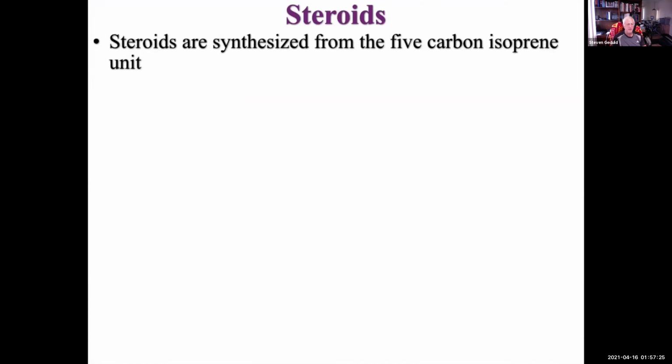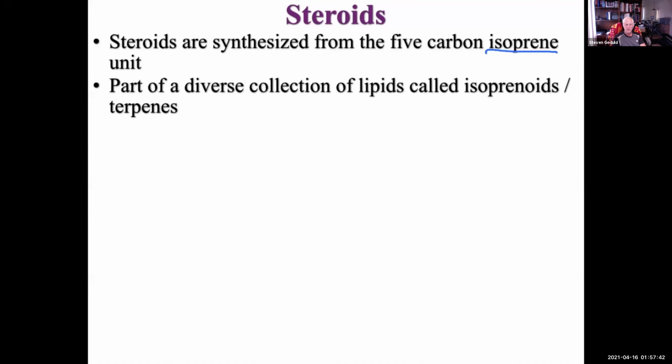Steroids. Steroids are synthesized from a 5-carbon isoprene unit. Now we have an isoprene unit. We've had glycerol units, we've had other units. Now we have isoprene. We're going to build our steroids from it. Steroids are 4 rings that are tied together, part of a diverse collection of lipids called isoprenoids and terpenes. Those are your lipids when you deal with steroids.